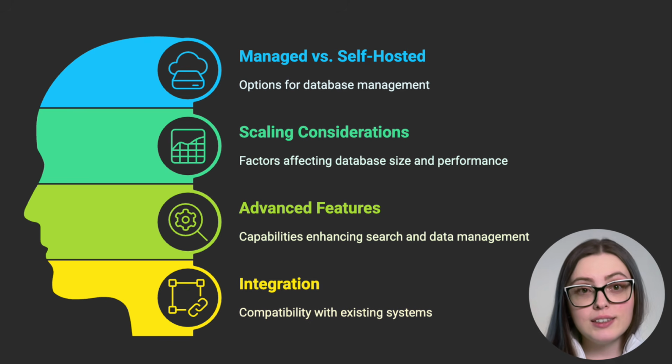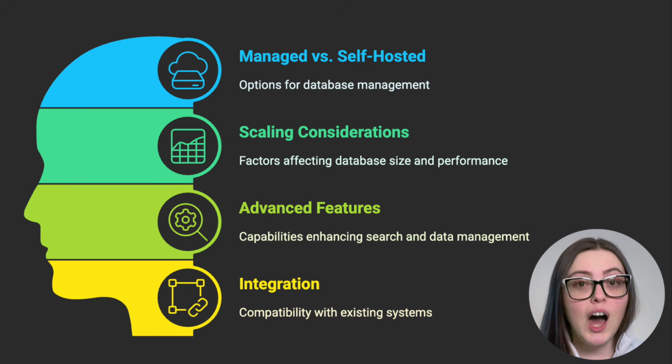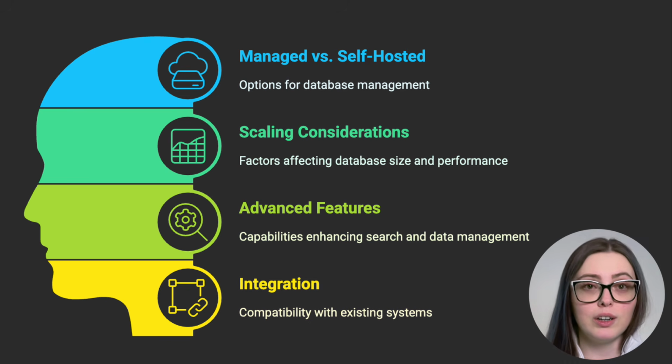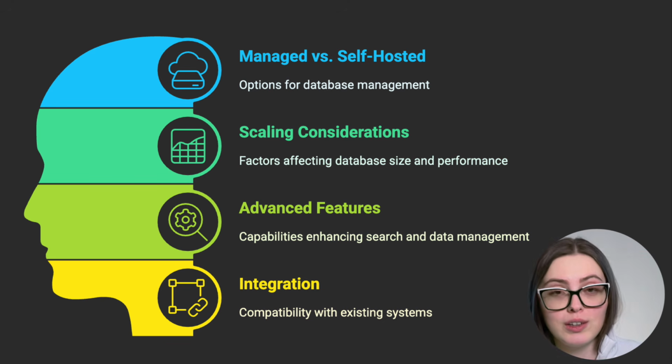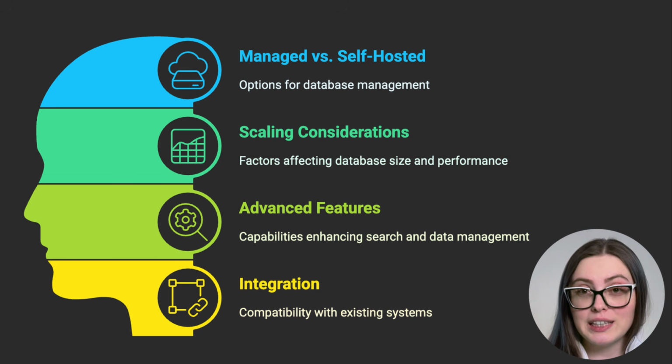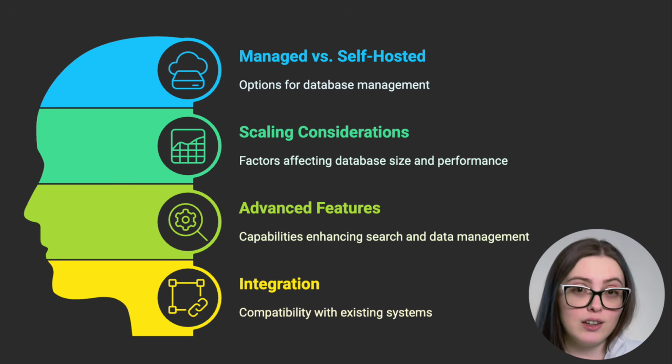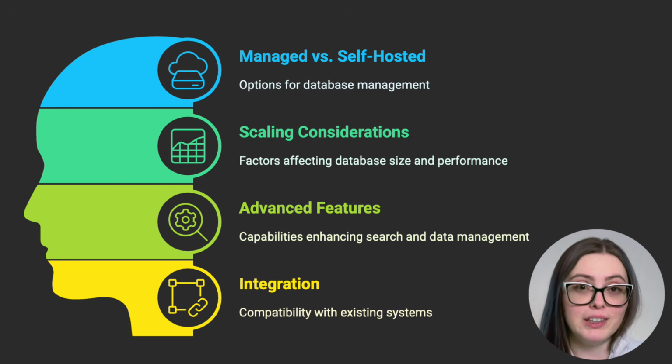Scaling considerations help you understand how many vectors you will need to store. What query throughput do you require? Do you need real-time updates to your knowledge base or not? Some vector databases support advanced features like metadata filtering to narrow search based on non-vector attributes, hybrid search combining vector and keyword search, support for multiple vector indexes or collections, and replication and backup capabilities.